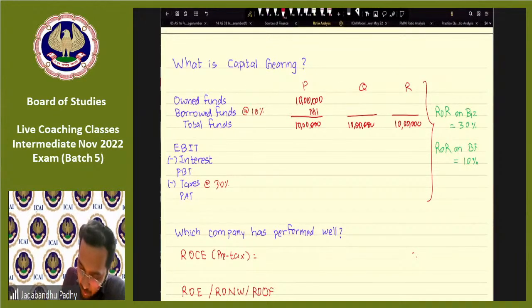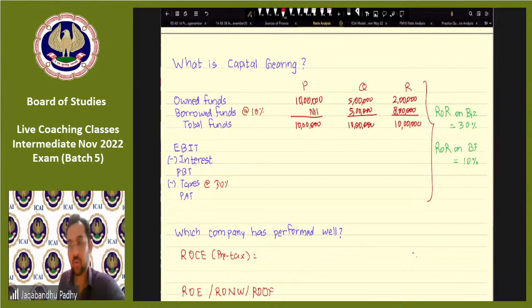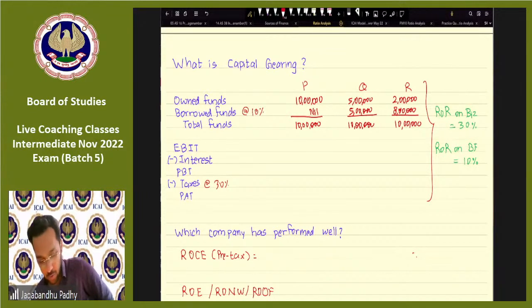Q is taking some amount of risk, with 5 lakh as owned funds and 5 lakh borrowed. In the case of R, 2 lakh is owned funds and 8 lakh is borrowing. So the total funds are 10 lakh in each case.